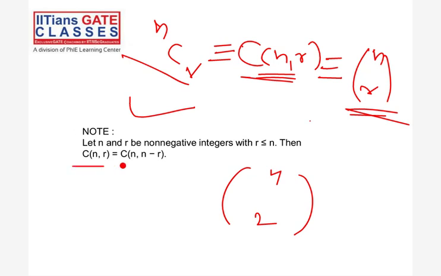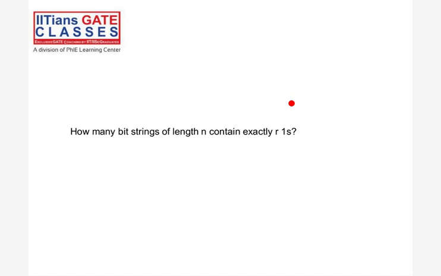So what is this? This is nCr is equal to nC(n minus r), and we have already seen why this is true, and the proof. The proof is simple. Selecting r means rejecting n minus r. Now, try to solve this question. Try it.